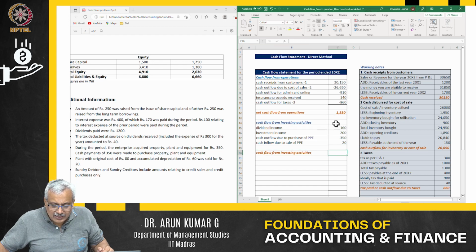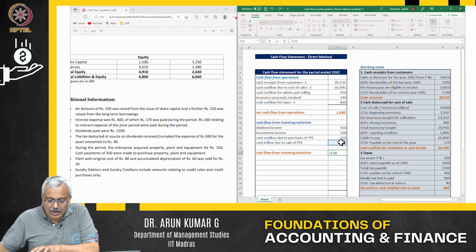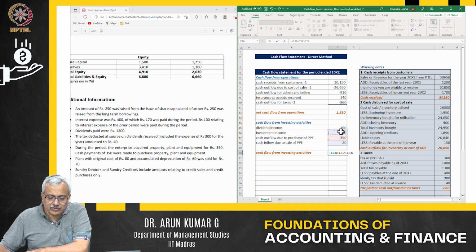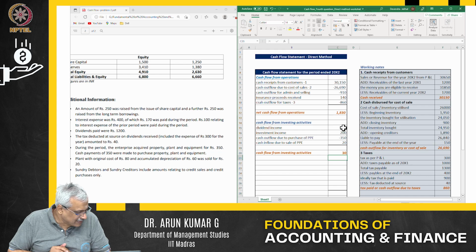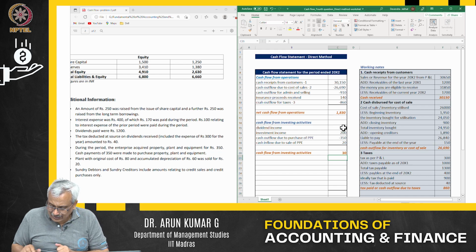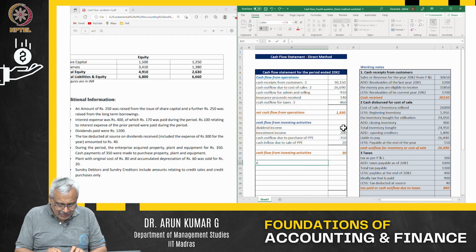Investing activities out there, that is nothing but the sum total of this, that is, I would say this plus this plus this plus this. That is about $30, the cash inflow from investing activities. The last part of it, what we see, is cash flow from financing activity.